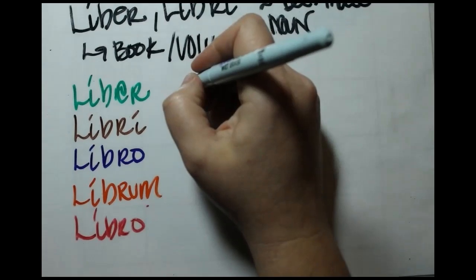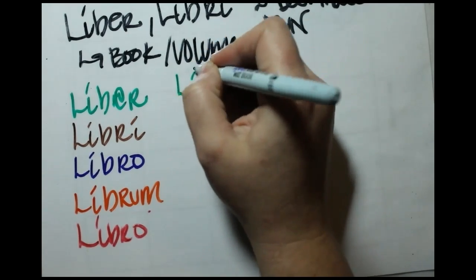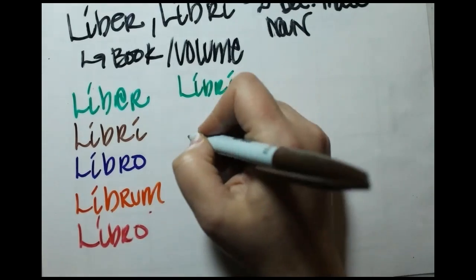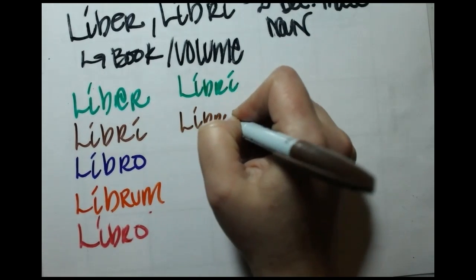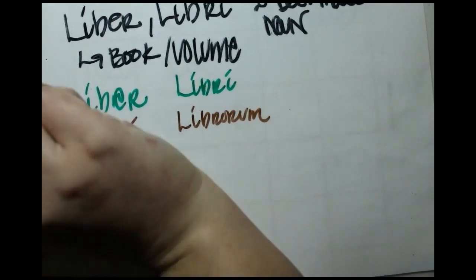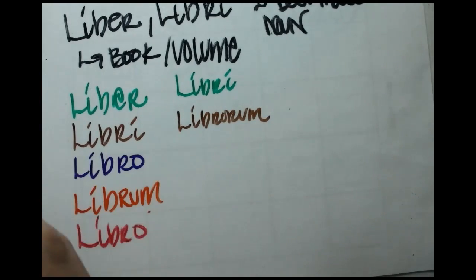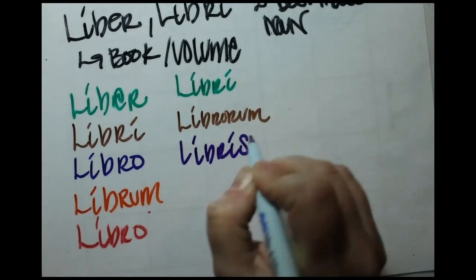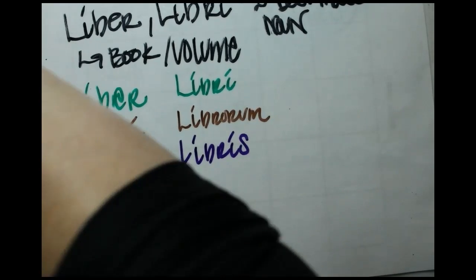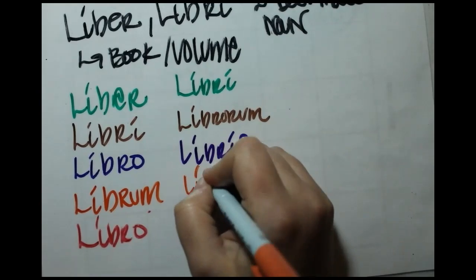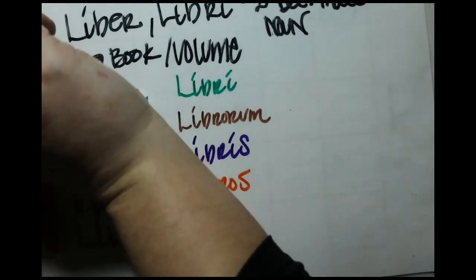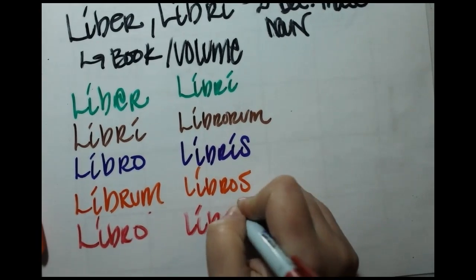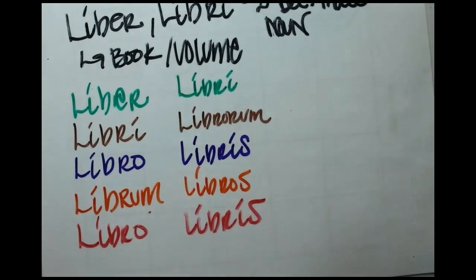Okay, so in the plural here, libri, books. In the genitive, librorum, of the books. In the dative, libris, to for the books. In the accusative plural, libros, the books. And in the ablative, libris, by with the books.